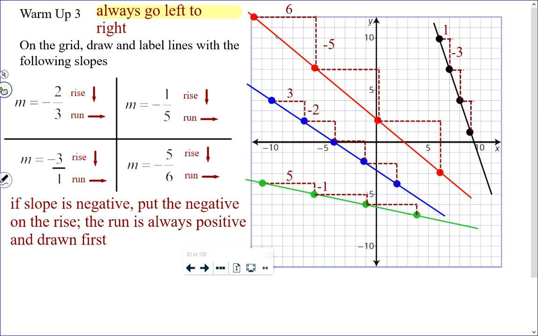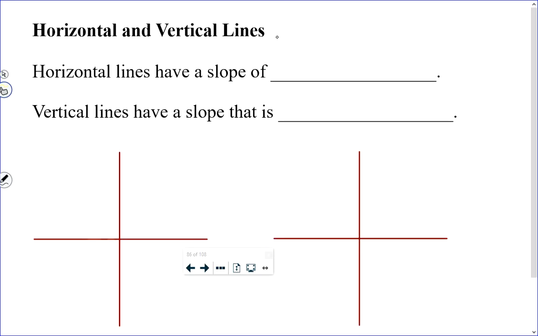So far what we have learned or gotten used to is the idea that the slope is rise over run, the run is always to the right, and the rise is up if the slope is positive and down if the slope is negative. What I want to do in the next little part of this lesson is move away from having to draw lines on paper. But before we do that, I want to talk about horizontal lines and vertical lines.